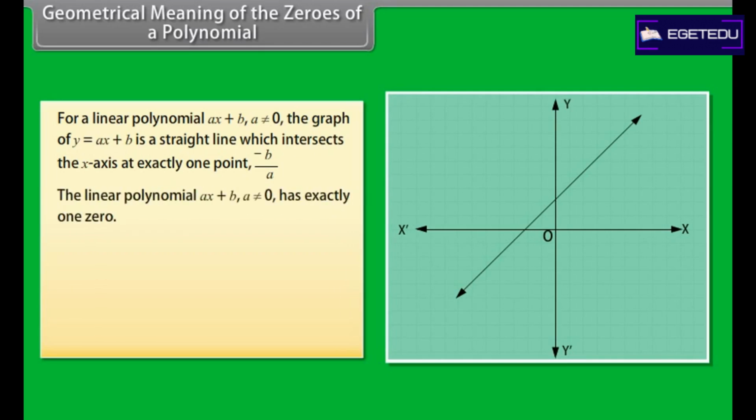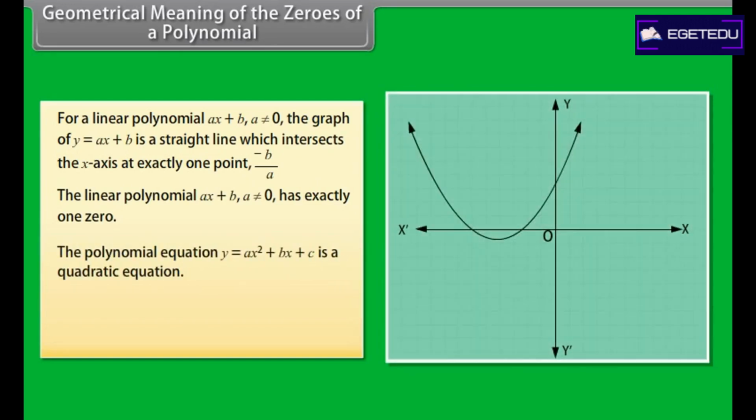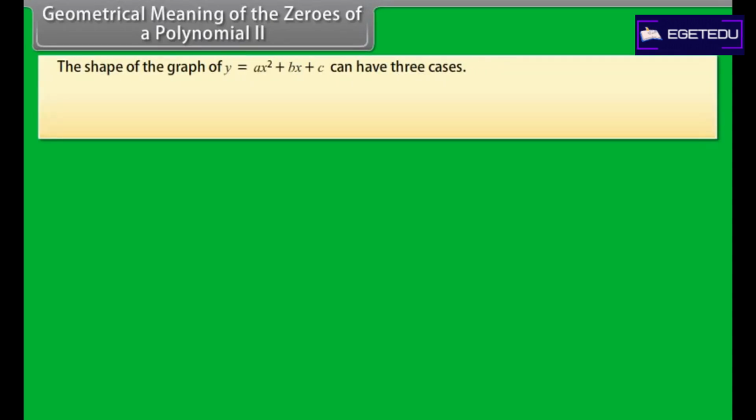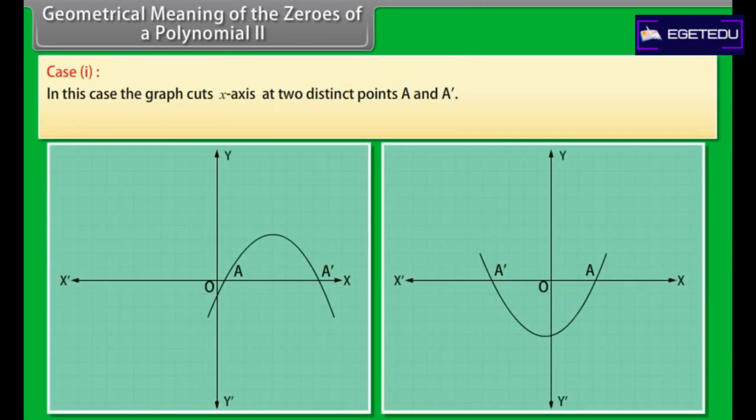For a linear polynomial ax + b, a is not equal to 0. The graph of y = ax + b is a straight line which intersects the x-axis at exactly one point, −b/a. Therefore, the linear polynomial ax + b, a ≠ 0, has exactly one zero. The polynomial equation y = ax² + bx + c is a quadratic equation. The graph of a quadratic equation is a parabolic curve.